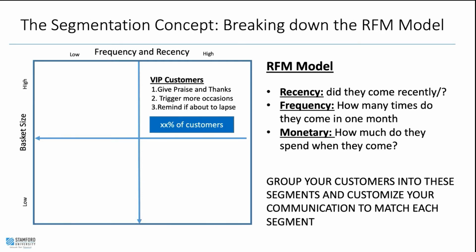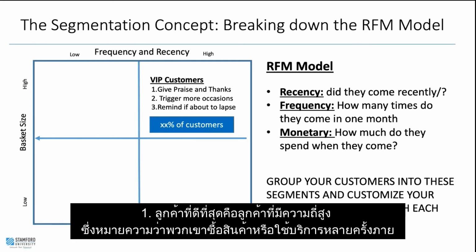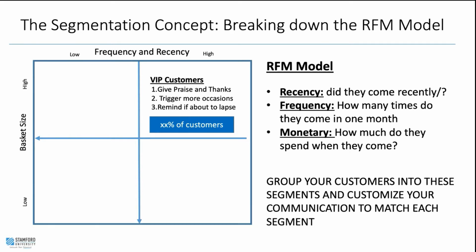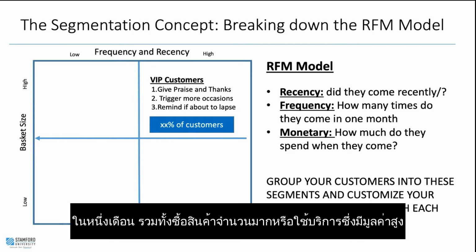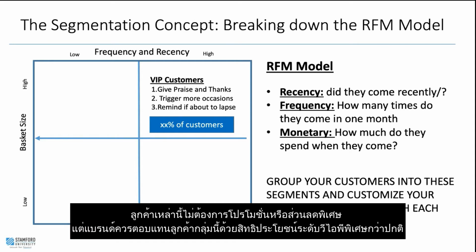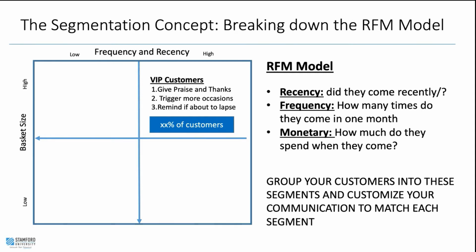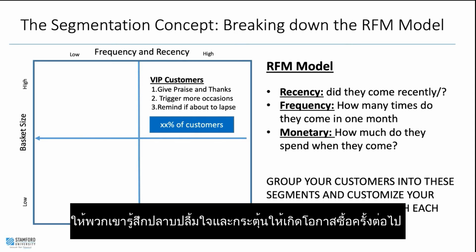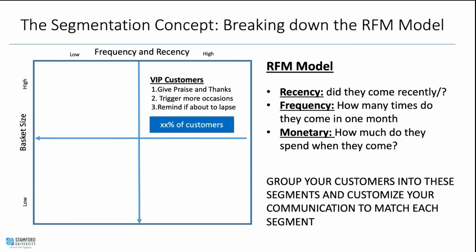So in the first segment, these are your high frequency customers, right, with high basket size, okay, meaning that they come a lot in 1 month, and they also purchase a lot when they come to your site, high monetary value. These customers don't need a promotion or special value. A brand should look at how they can reward these customers with a VIP program or some type of VIP benefit. All right, give them something special. They're already your loyal customer. You don't need to give them discount. Give them praise and try to trigger more occasions.